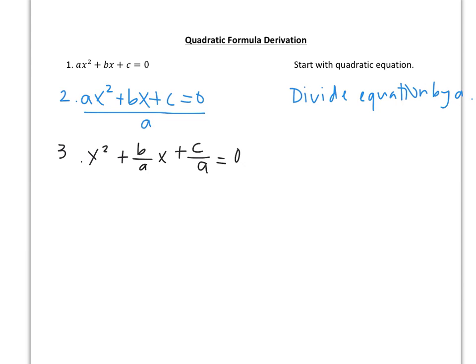So now when we're at this step, what would we want to do to complete the square? Well, we would want a perfect square trinomial on the left-hand side. And b over a divided by 2 squared does not equal c over a. So let's move c over a to the other side, and we'll replace it with what should get a perfect square trinomial on the left-hand side. So our reasoning will be: move c divided by a to the other side. Again, we are trying to complete the square.